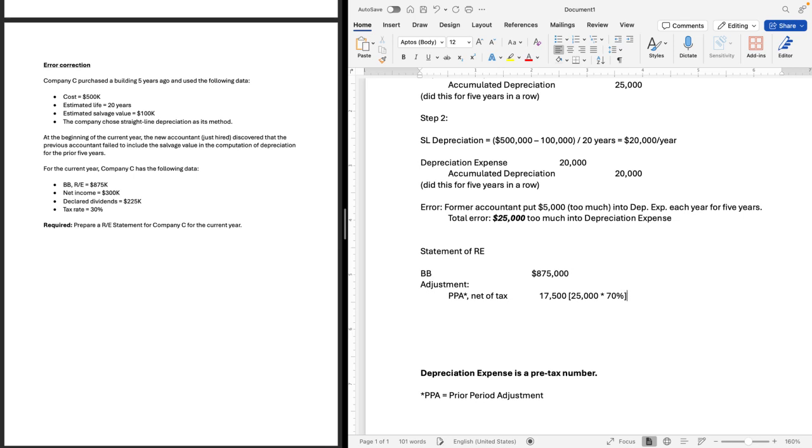Or if you wanted to, you could take 25,000 times 30%. That would give you $7,500 in tax. And then you take the 25,000 minus the $7,500 and you get to 17,500. Now the question is, do you add this or subtract it? And this is where you've got to be careful.